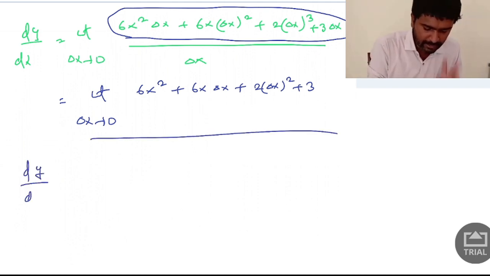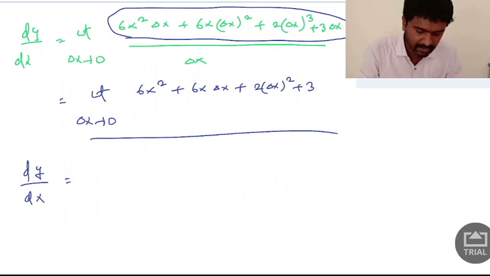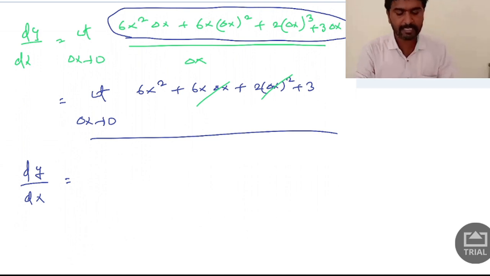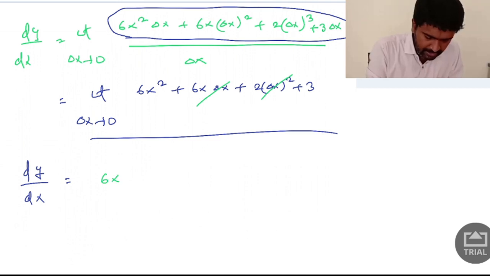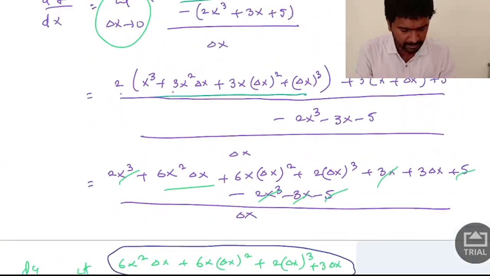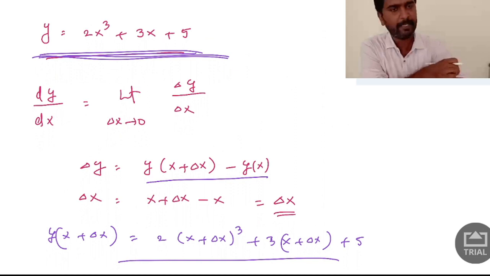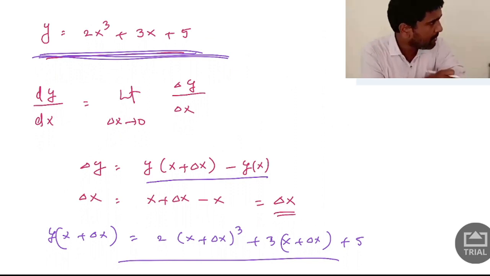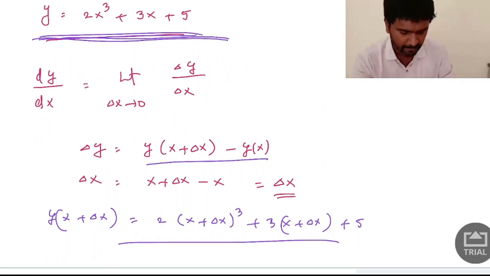Now you can write dy by dx equals, if you apply the limit delta x tends to 0, it means you can neglect that, because delta x is very, very small. So if you neglect that, you get the answer 6x square plus 3. So this is dy by dx if y equals 2x power 3 plus 3x plus 5. So this is how we can do this problem. This is how we can find out dy by dx.